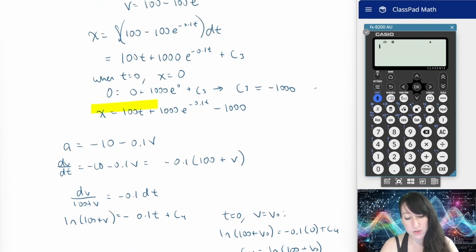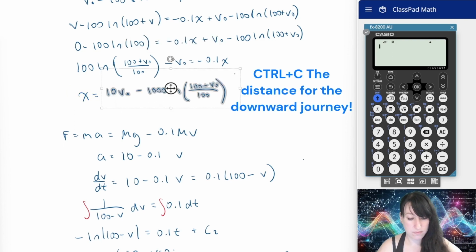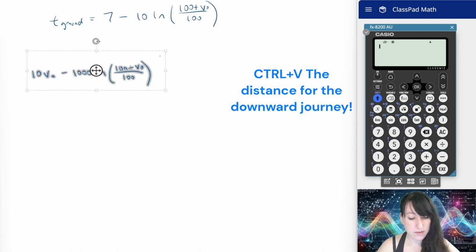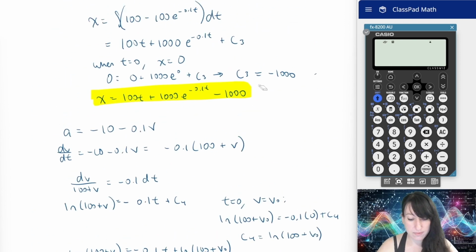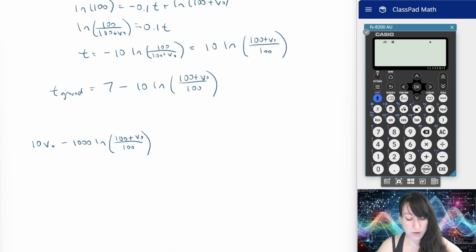Okay, let's go back to x for the downward journey. We now know how far it needs to travel. That came from the max height, and we also know the time it takes to do that. So this here was the max height, so our distance as well for our downward journey. So I'll put that there, and that's going to be the left-hand side of this equation, which is x for our downward journey. Then for the right-hand side, we're going to plug in our time.